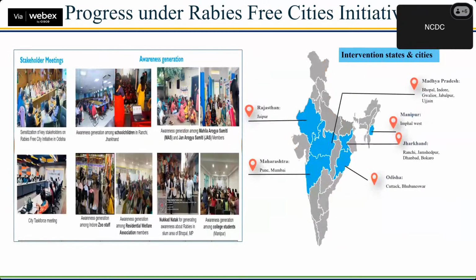So PATH is one of the development partners which is helping us with this rabies free city initiative, and so far, till last year, almost 15 cities have been targeted and have developed some activities under the rabies free city initiative, which include Jaipur, Pune, Mumbai, Cuttack, Bhubaneswar, Ranchi, Manipur, etc. And this scope will further increase in upcoming years.